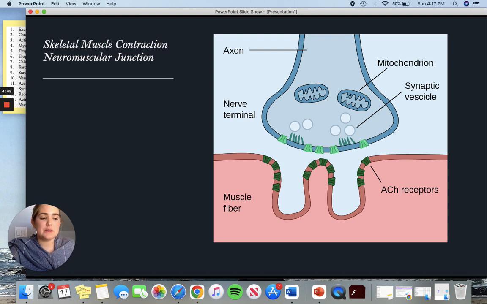The skeletal muscle contraction is this image I found here. It is a neuromuscular junction that is happening. It's a site where a motor nerve fiber and a skeletal muscle fiber meet, also called the synaptic cleft, which is this area in here. In order for these muscles to contract, its fibers must be stimulated by motor neurons.